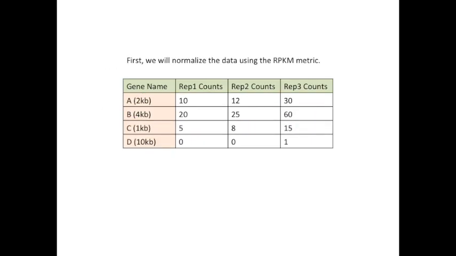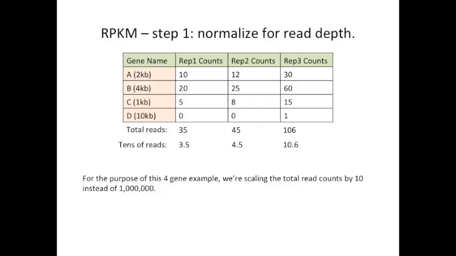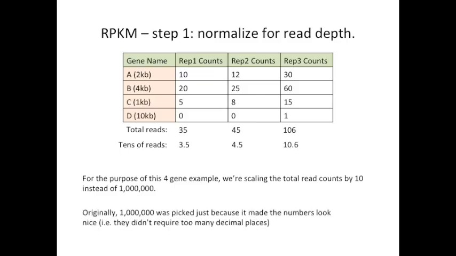First, we're going to normalize the data using the familiar RPKM metric. With RPKM, the first step is to normalize for read depth. Here, we've calculated the total number of reads in each replicate. For the purpose of this 4-gene example, we're going to scale the total read counts by 10 instead of 1 million. This will make the numbers easier to read. But in future slides, consider tens of reads or millions of reads to be interchangeable, just for this example. Originally, 1 million was picked just to make the numbers look nice, so they wouldn't require too many decimal places.